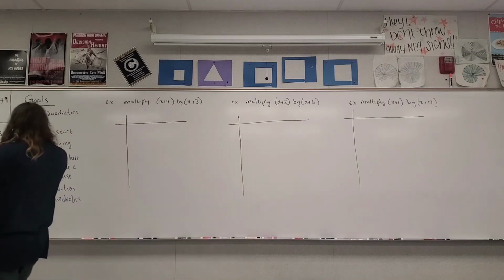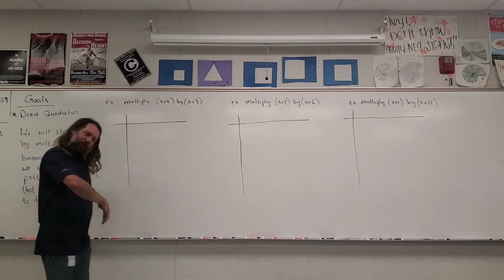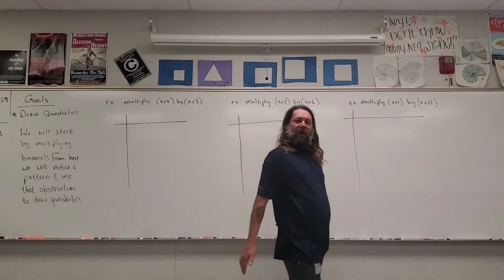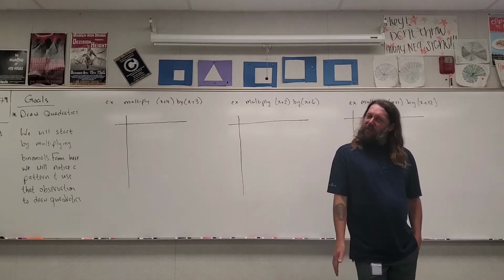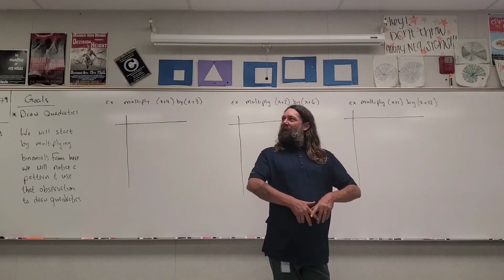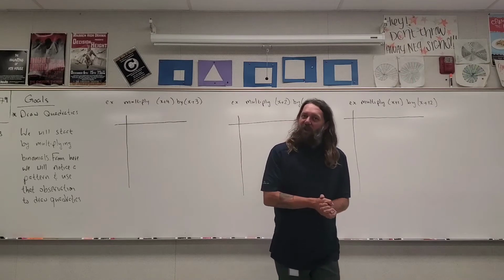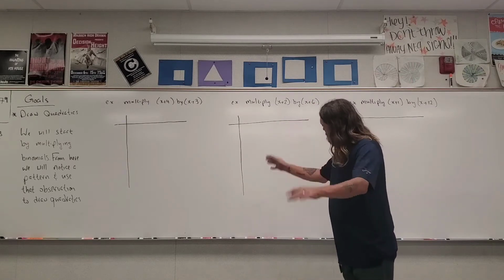Our first goal is going to be to draw quadratics. In order to do this, we will start by multiplying binomials. We will notice a pattern and use that observation to draw a quadratic. So here we're going to multiply using a picture, and then we're going to notice something about the result, and from there hopefully we can reverse engineer our observation and draw quadratics. Let me jump right in and start.